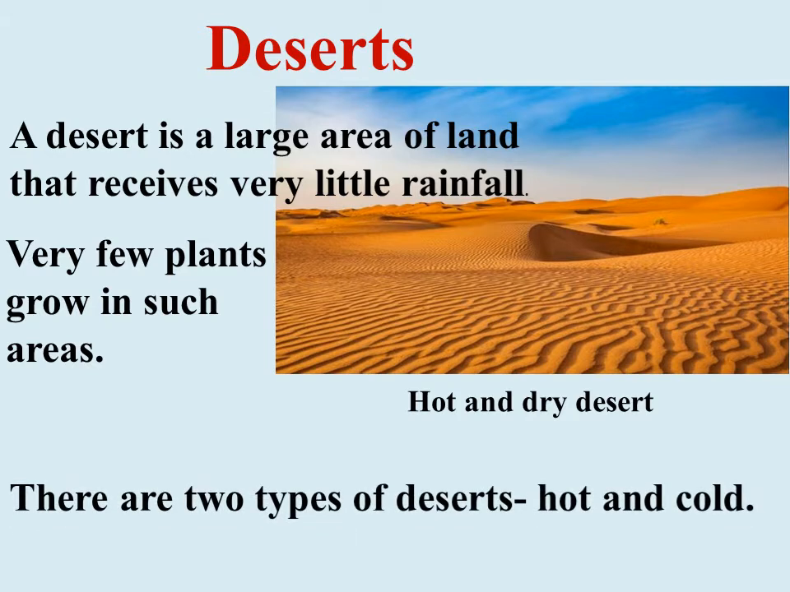Because of the lack of water or rainfall, only a few types of plants, like cactus plants, can grow in desert areas. There are two types of deserts: hot and dry deserts, and cold and dry deserts.